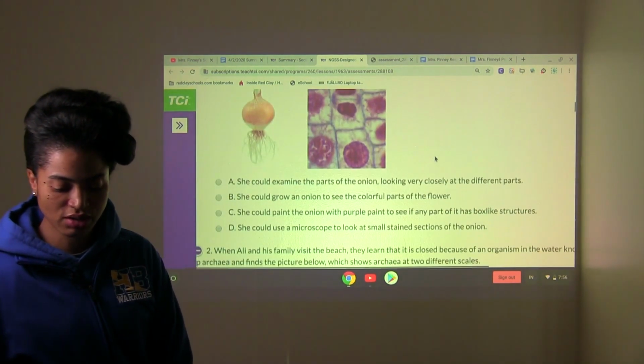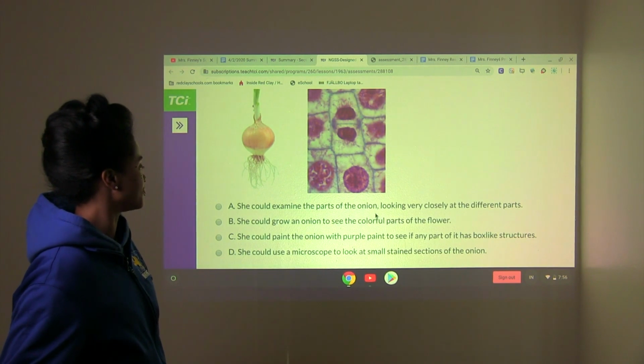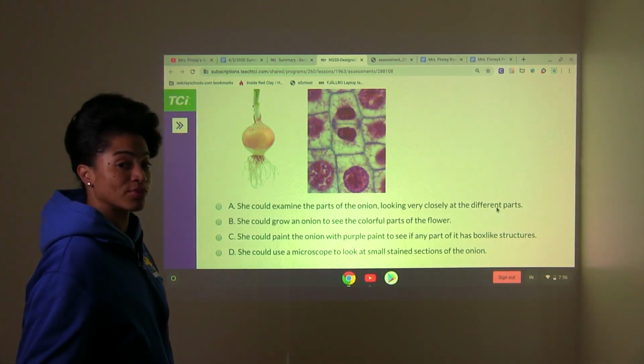A reads, she could examine the parts of the onion, looking very closely at the different parts. What do you think about that?